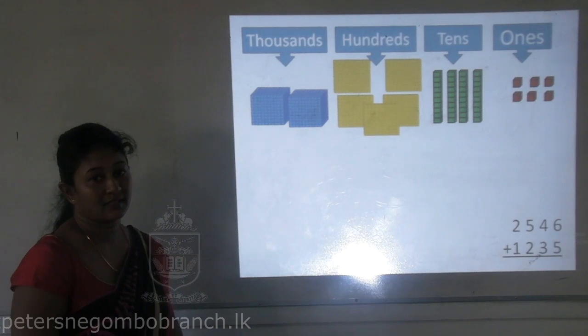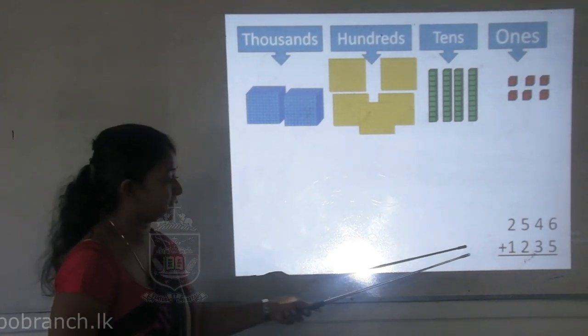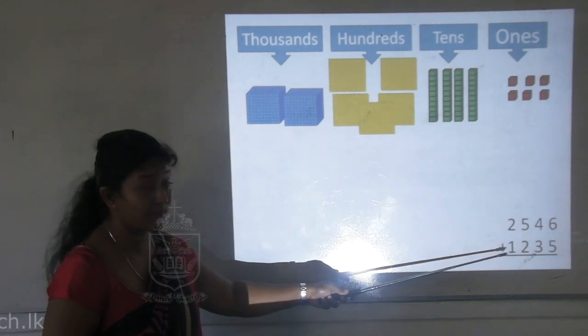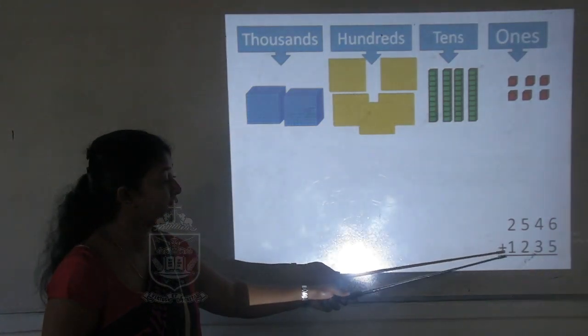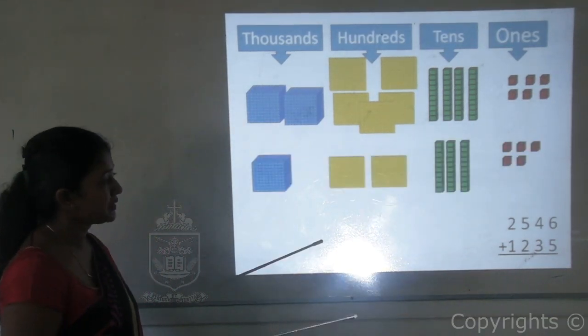2546. Is it clear? Yes. Now, I am going to present the second number. Shall we read the second number? 1235. I'll show you. Yes.